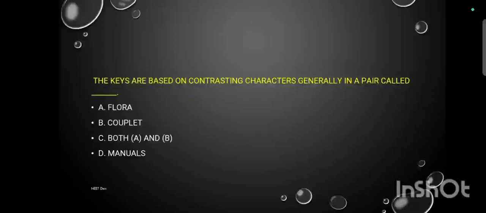Question: the keys are based on contrasting characters generally in a pair called dash. Option A is flora. Option B is couplet. Option C is A and B. And option D is manuals. So the answer here is B, couplets.